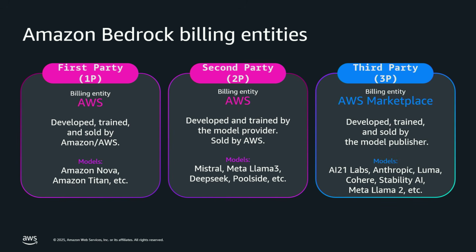Finally, we have third-party models. These are ones developed, trained, and sold by someone else, but to get them onto AWS, you need to use Marketplace. This is why they show up slightly differently, and it can't be as simple as select all where Bedrock.